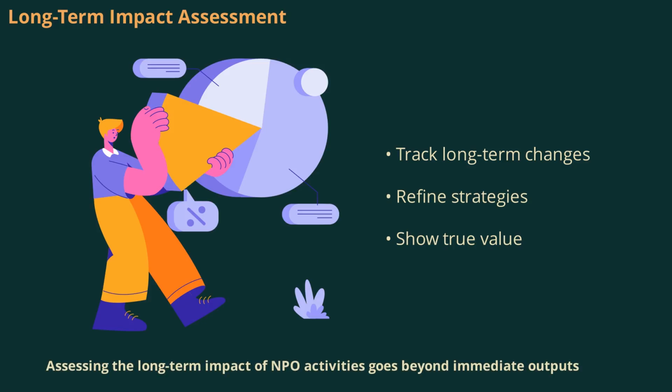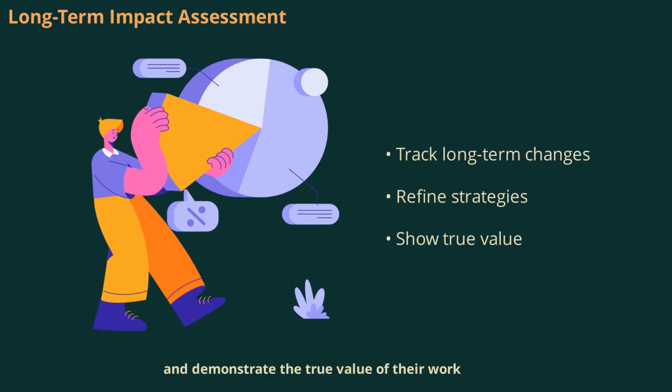Assessing the long-term impact of NPO activities goes beyond immediate outputs. It involves tracking how services change lives and community over time. This could include improvements in health, education, or living standards. Long-term impact assessment helps NPOs refine their strategy and demonstrate the true value of their work.